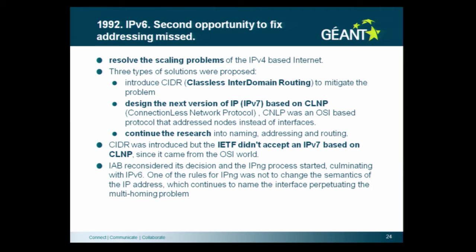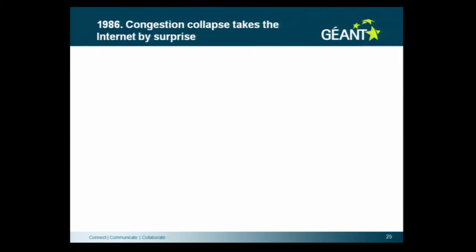It started the IPNG. One of their rules was that they could not change the semantics of the IP address, and so they still named the interface instead of the hosts. It is explicitly stated in the RFC of IPv6. And then there was one other, but I moved it so chronologically it comes before IPv6, but I thought let's keep the addressing challenges together.